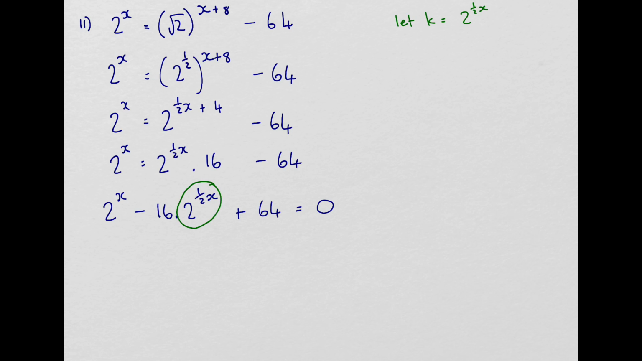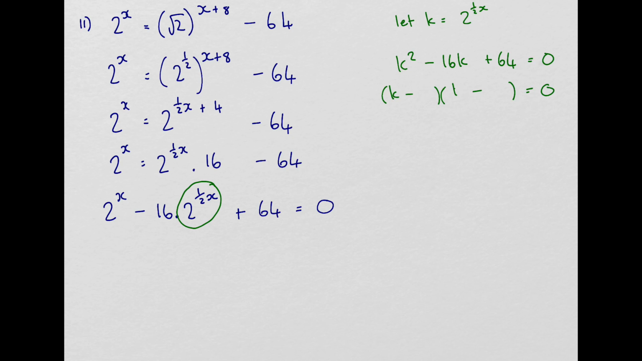That means our expression will then read k squared, because the first term is 2 to the x, not 2 to the half x. The exponent's double. So double a half x is x. So k squared minus 16k plus 64 equals 0. So two brackets. Because the last term's positive, it means they're both the same sign, and the middle one's negative, which means they both have to be negative.